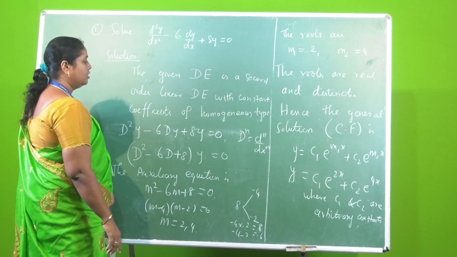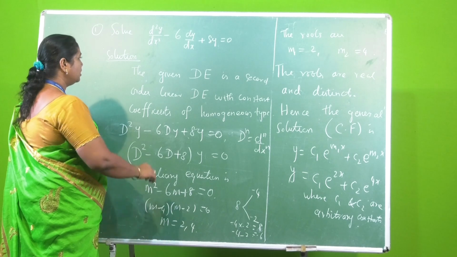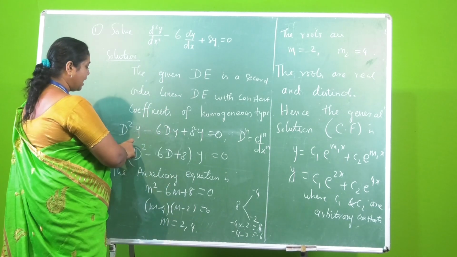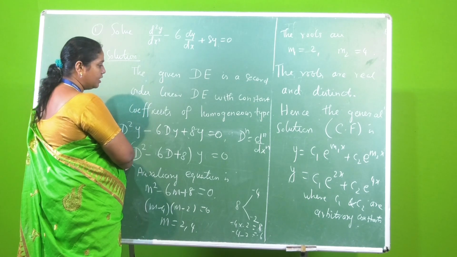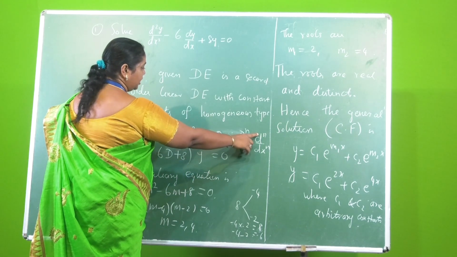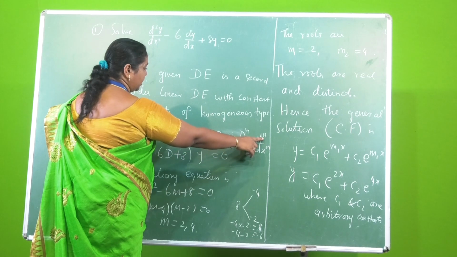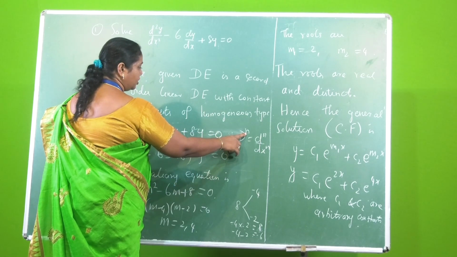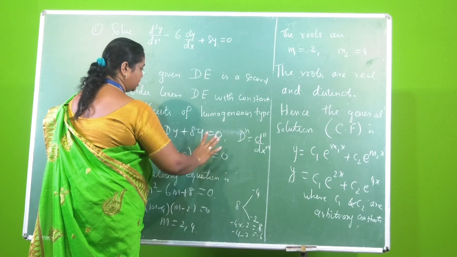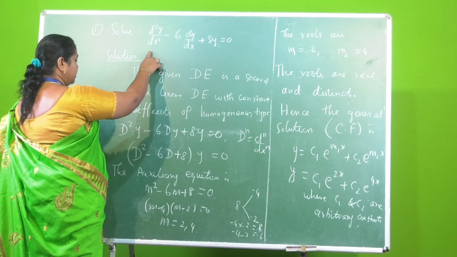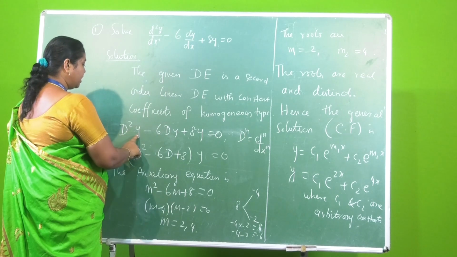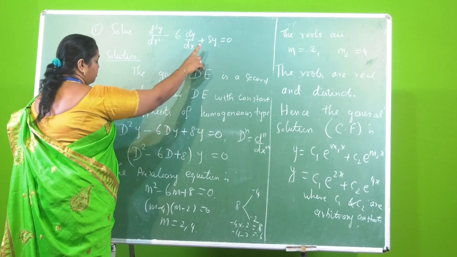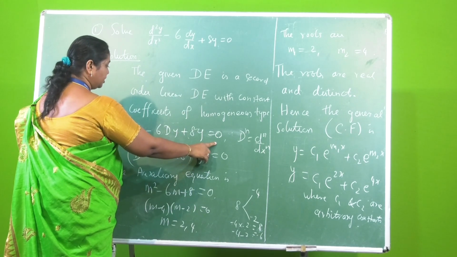So first, students, try to convert this into capital D form. That is, capital D power n is d power n by dx power n. If you put n equal to 1, capital D is d by dx. If n is equal to 2, D square is d square y by dx square. Then if you replace this, the first term becomes capital D square y, the second term becomes minus 6Dy, the third term is plus 8y equal to 0.